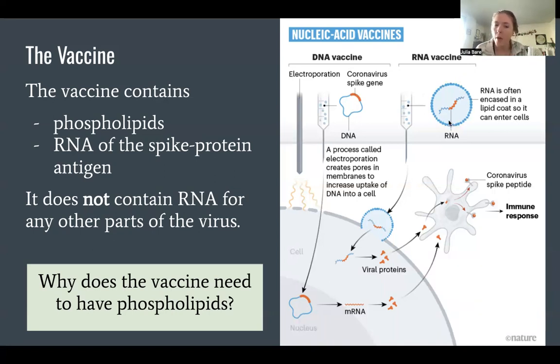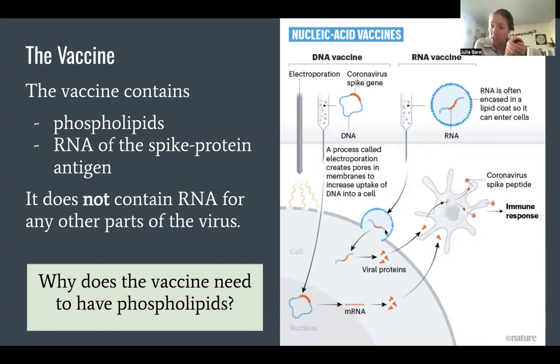Now consider for a second, why would the vaccine need to have phospholipids? And I'll give you a hint, it's in this diagram. See how the phospholipids here merge with the cell membrane? Well, if they just gave you RNA, it wouldn't be able to fit through the cell membrane because it's not permeable enough to RNA. RNA is too big of a molecule to fit through the cell membrane.